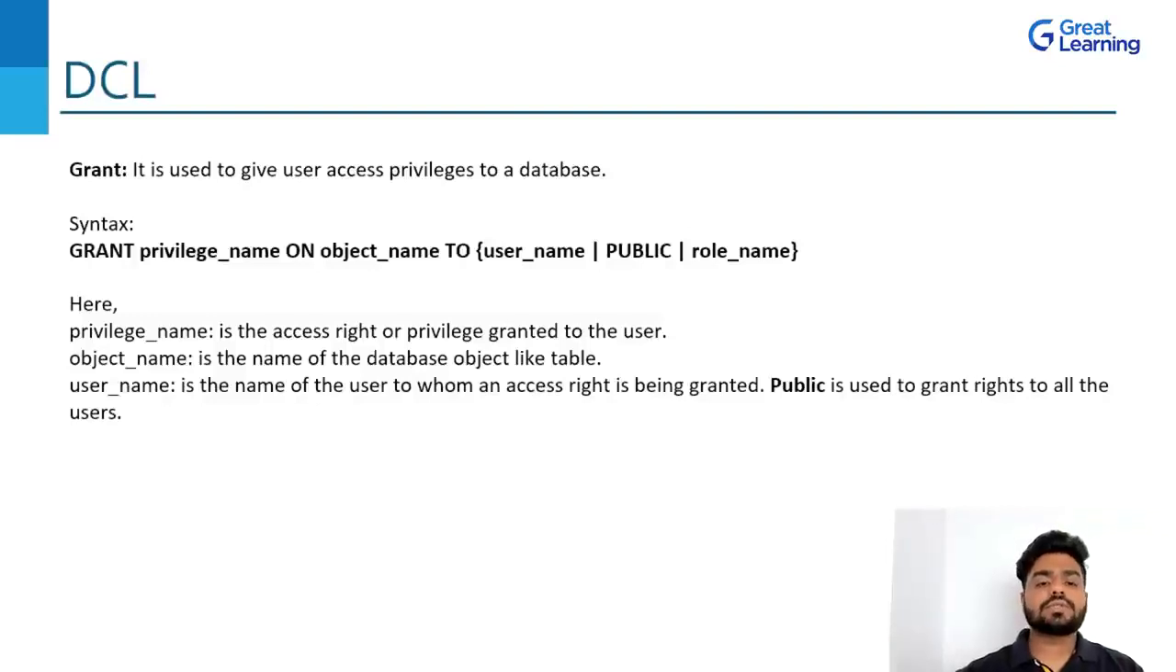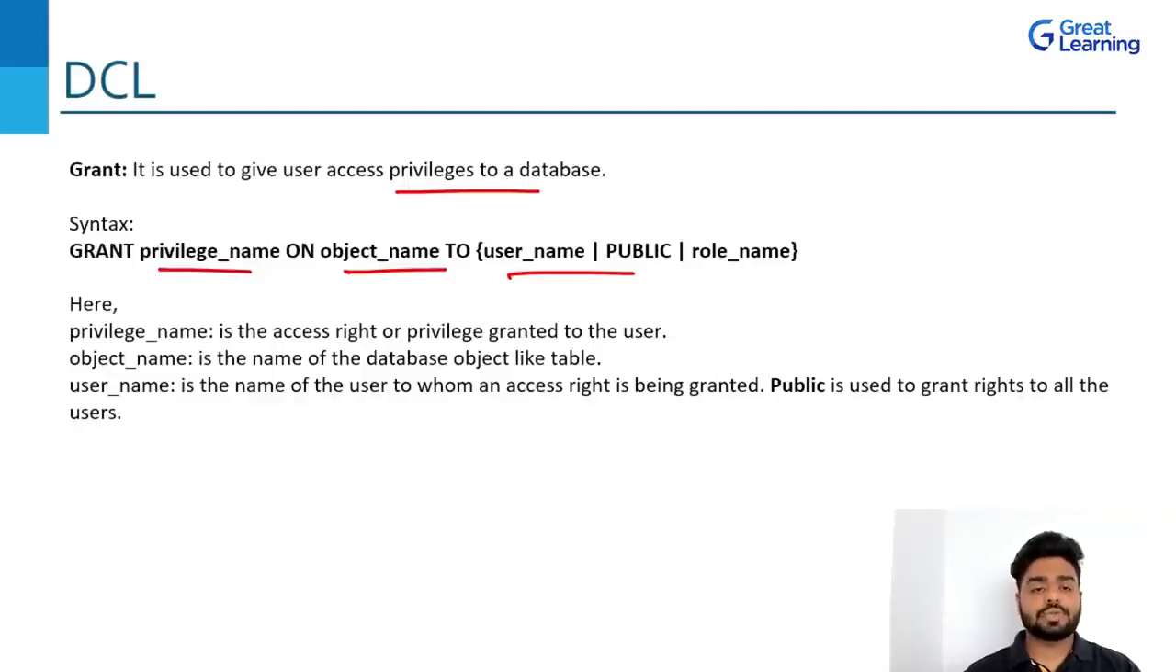Now, grant is used to give users access privileges to a database. How do we do that? GRANT privilege_name ON object_name TO whomsoever you want to give. What are the privilege name, public and role name? Privilege name is the access right or privilege granted to the user. Object name is the name of the database object, like a table. And username is the name of the user to whom an access right is being granted.